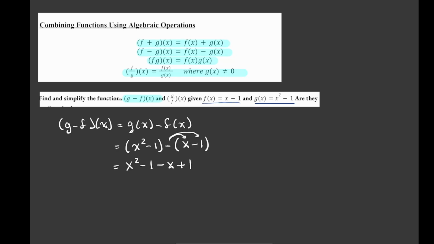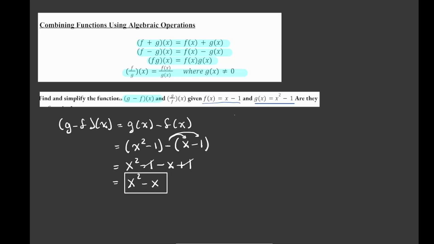Now I combine like terms. x squared, I have nothing to combine it with, so it stays the same. Negative 1 plus 1 is 0, so I don't need to write it, and then minus x. So g minus f of x is equal to x squared minus x. So I subtracted both of these functions.